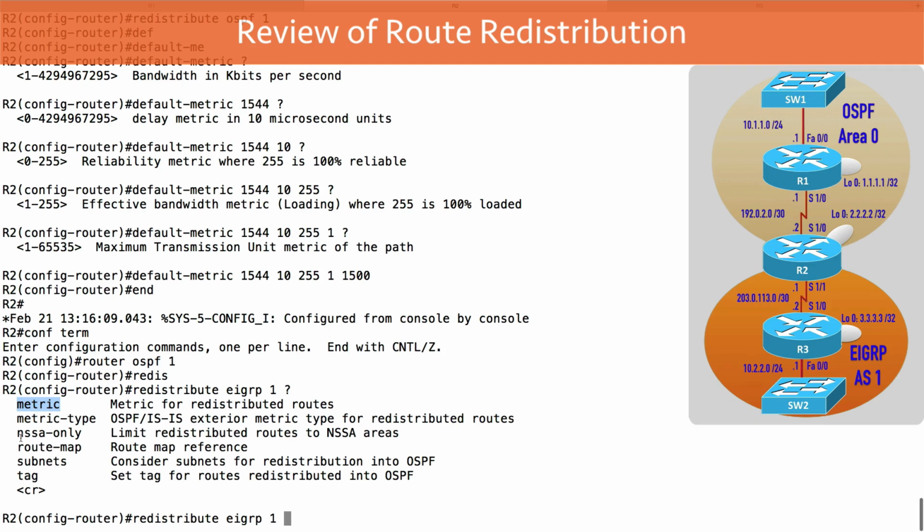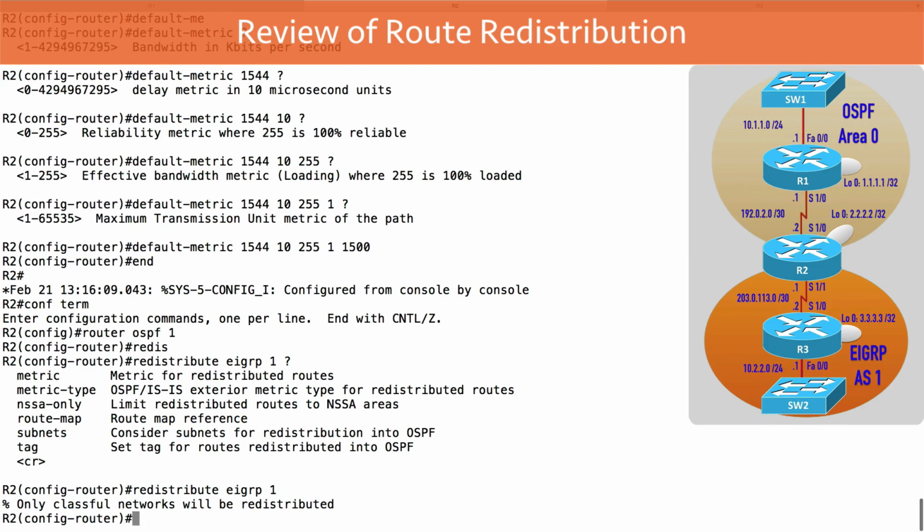Something that we typically want to do is include the subnets keyword. The subnets keyword will cause us to redistribute all OSPF known routes into EIGRP. If I do not give the subnets keyword, we're only going to be redistributing classful networks. In fact, if I just press enter right now, if I don't give the subnets keyword, I get a bit of a warning. It says that only classful networks are going to be redistributed. Let's prove that.